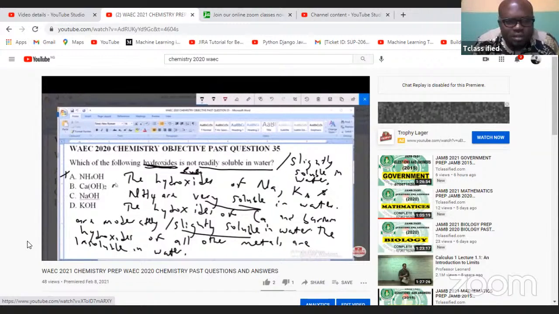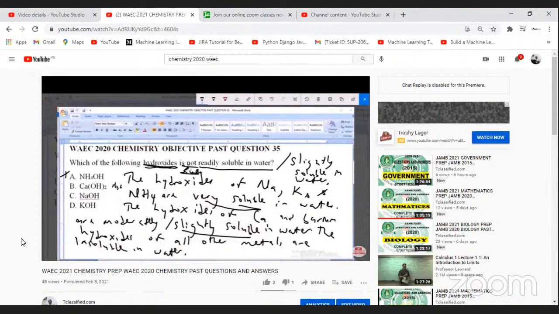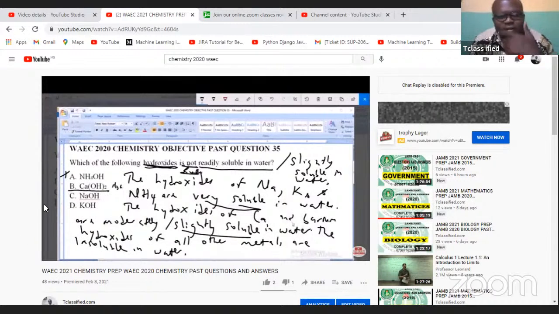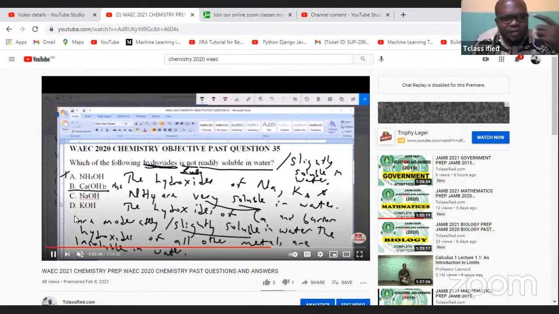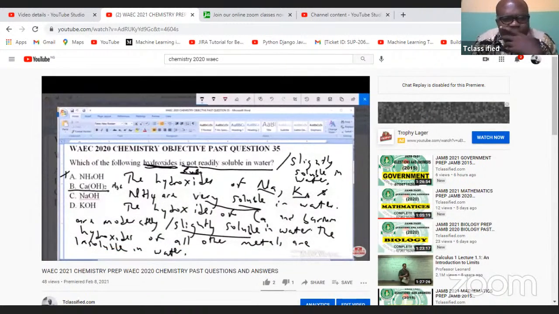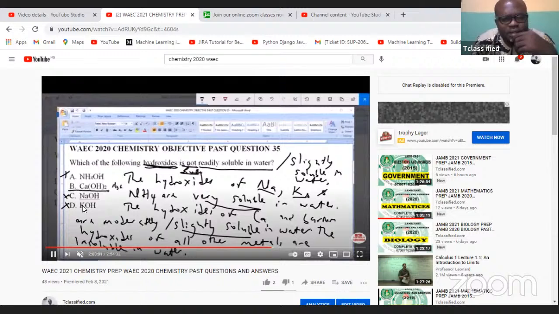So which one? This one is very simple. Now it's calcium hydroxide. I put calcium hydroxide because the other ones are sodium and potassium. They are very, very soluble. They are alkalis, so they are very, very soluble in water. It's only the hydroxide of calcium that is slightly soluble, and those of normal metals are completely insoluble.